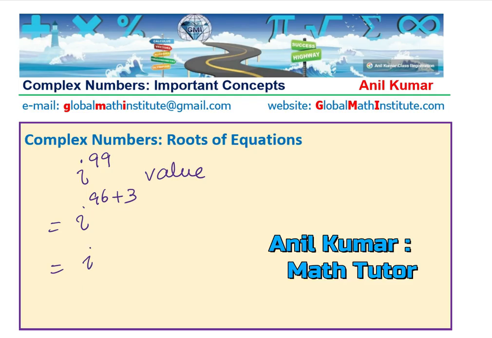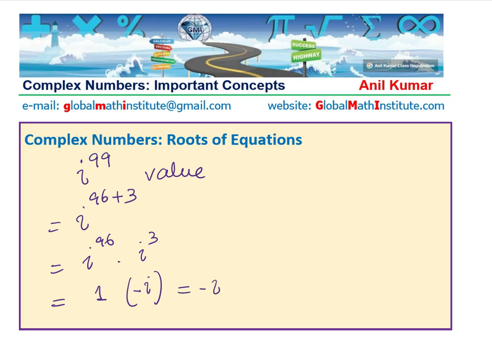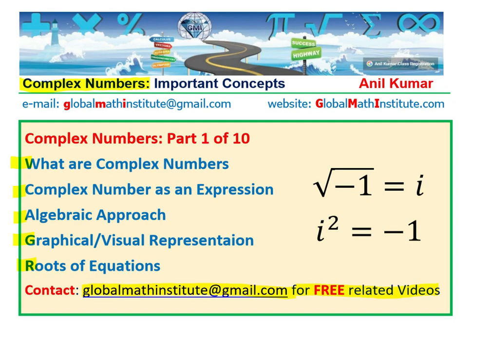So it is i to the power of 96 times i to the power of 3. Since i to the power of 96 is a multiple of 4, that will be just 1, and i cube, as you know, is minus i, right? And therefore, we get minus i as the answer of this particular question. So if we have a pure imaginary number, we can always evaluate its power very easily. I hope with this you have learned a few concepts.